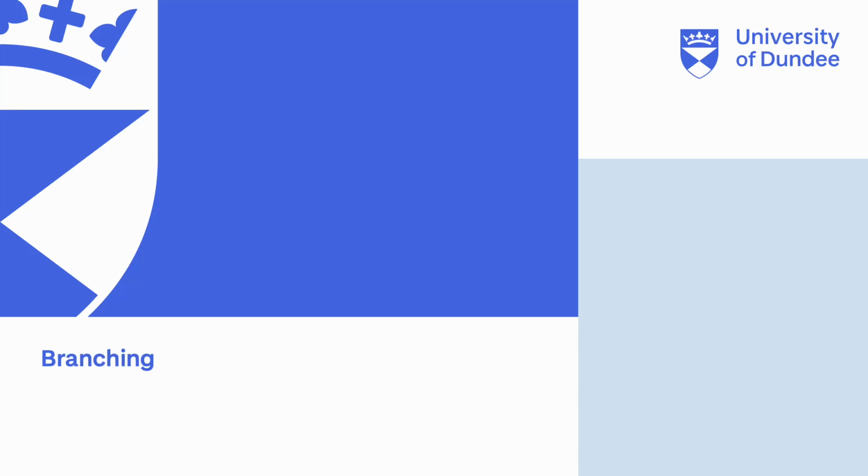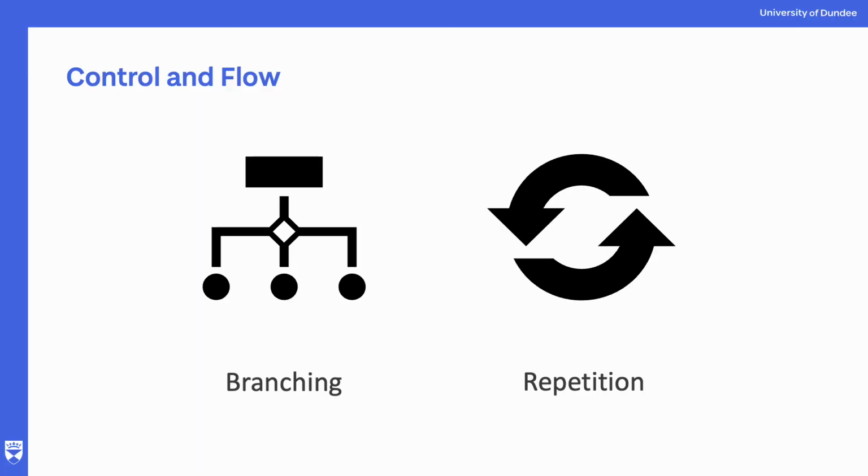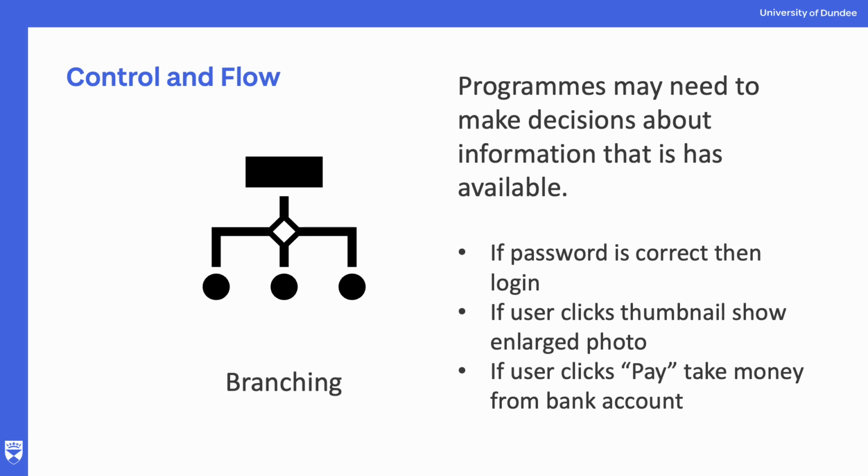Welcome to this video, which will be on branching. Within programs, there are various ways that we can control the flow of which parts of the code are executed. The two main ways are branching and repetition. And in today's video, we're going to talk about branching.